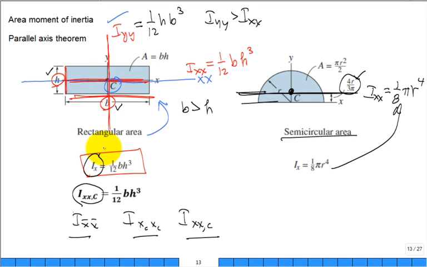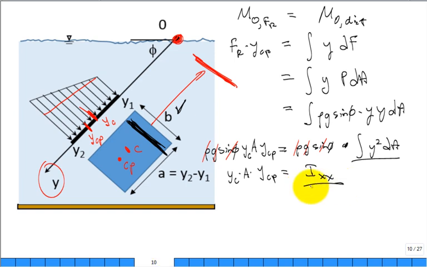Okay. We come back here. And is this I sub xx for the centroidal x-axis for that submerged area? The axis where this is calculated from is this one right up here, going through the point O, right? But where is the axis for the centroid of this area? Right there. So what do we want to employ? Bingo. We want to employ the parallel axis theorem.